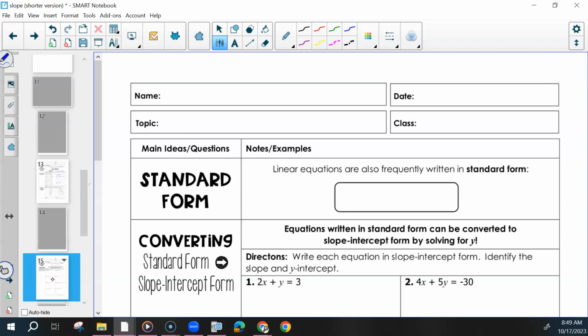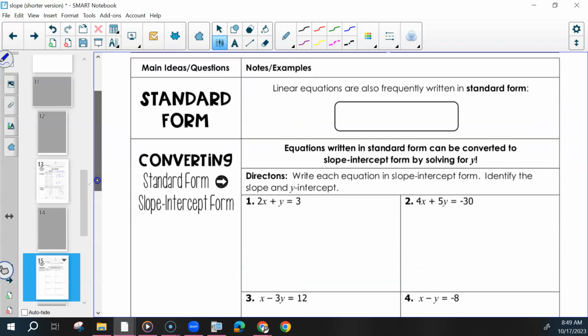So sometimes they are not in slope-intercept form. Sometimes they are in standard form, which looks like this. ax plus by equals c. Where we have to solve this to get it back in slope-intercept form. So this is very much like the literal equations we were just doing, trying to rearrange this so that we get y equals again.